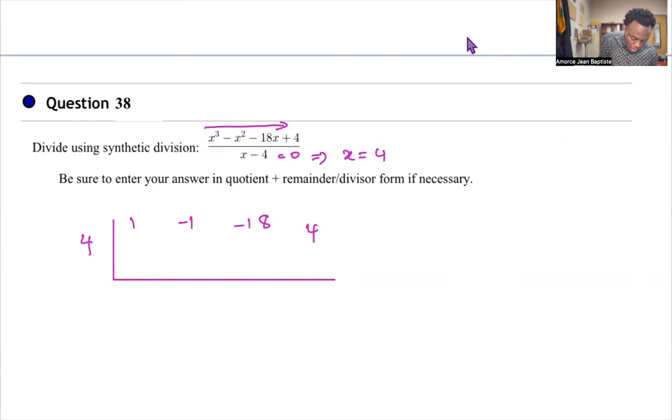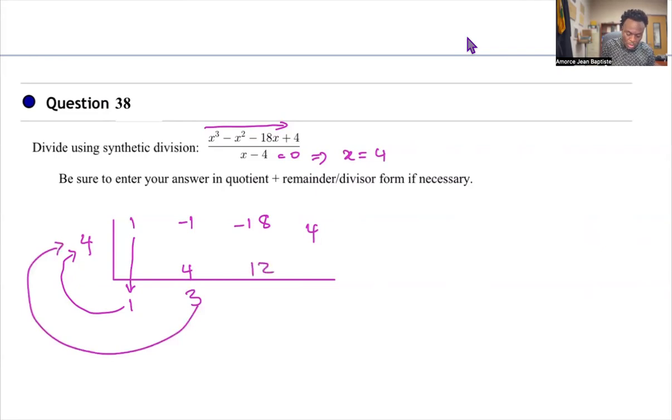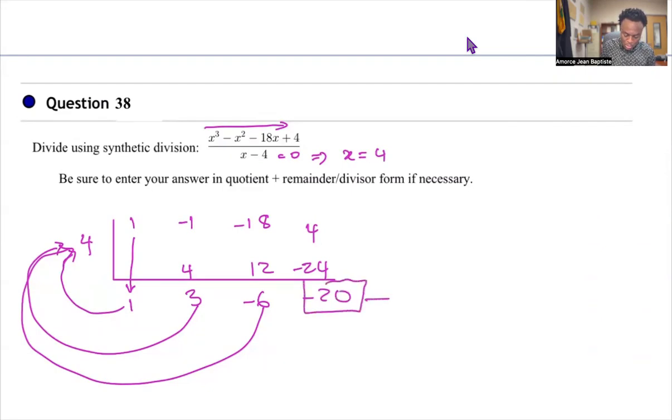So now we start by dropping the first coefficient, 1, multiply it by the divisor, that's 1 times 4, bring it underneath the next term. And then we can combine these two, that will be 3, and keep doing the same process. 3 times 4, 12, and -18 plus 12, that is -6, and the -6 you multiply again by 4, that's -24, and then that will be -20. -20 is your remainder.